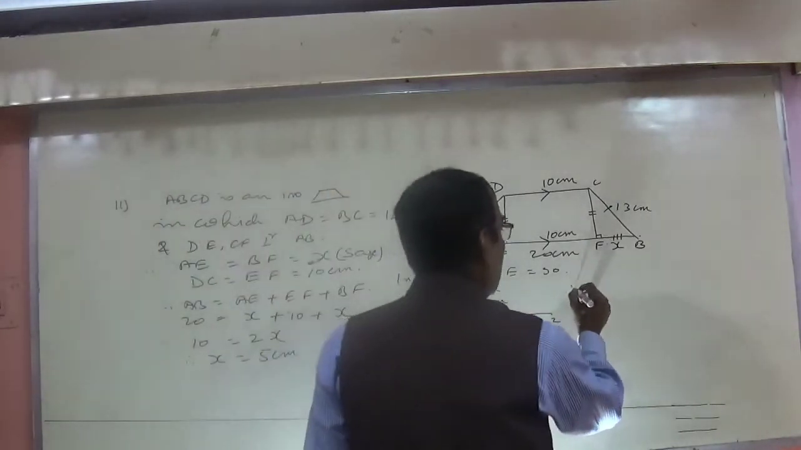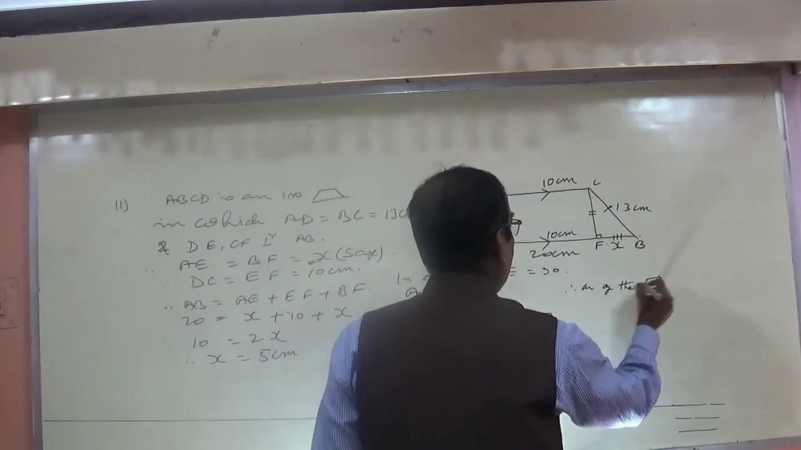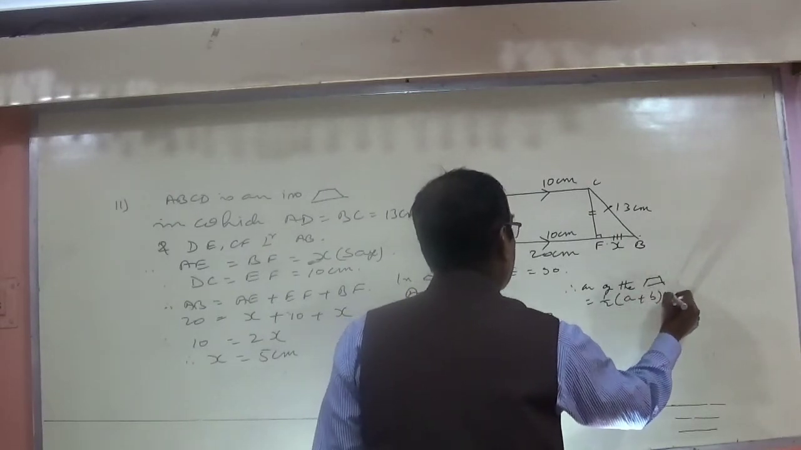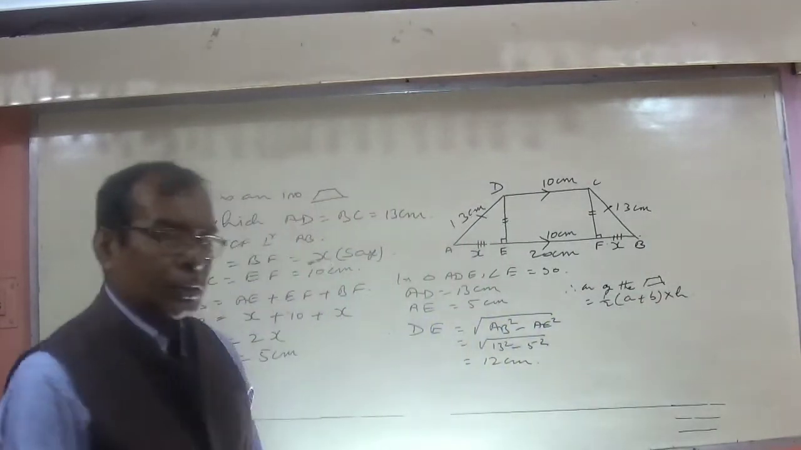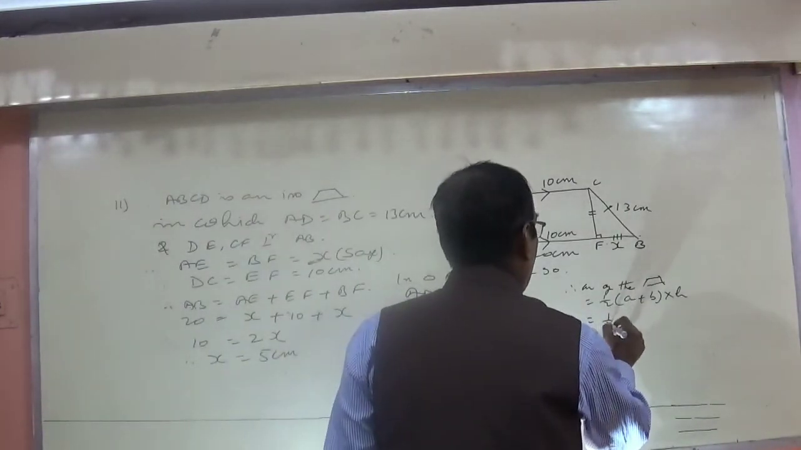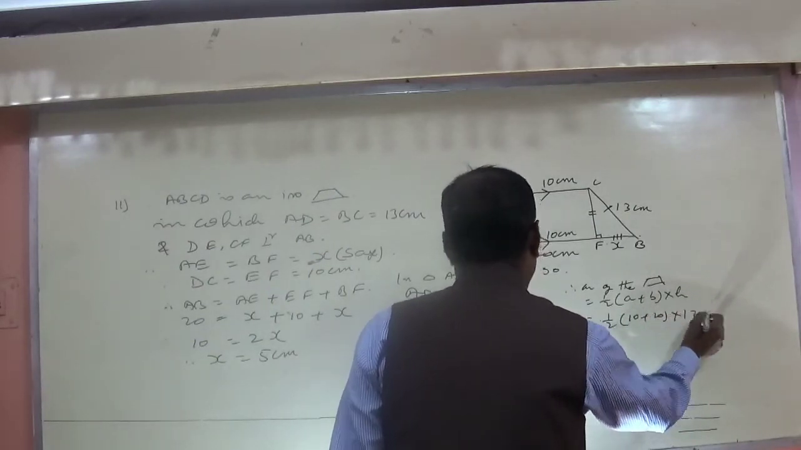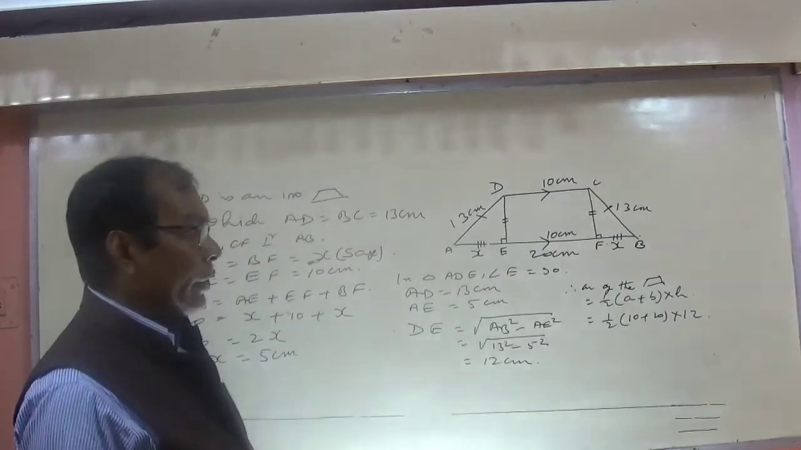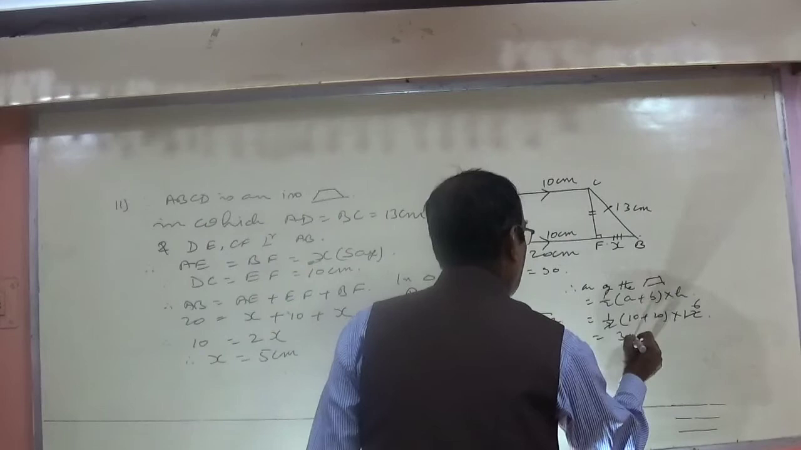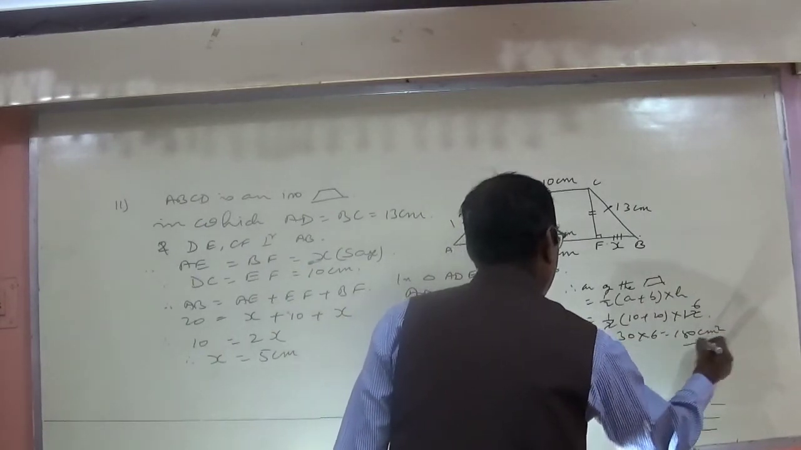Therefore, area of the trapezium is equal to half into the sum of the parallel sides into height, and parallel sides we usually denote by A and B. Now put the values: half, 10 plus 20, and 12. We have found out the height of the trapezium is 12. So 2 sixes are 12, which is equal to 30 into 6, which is equal to 180 centimeter square. It is quite simple.